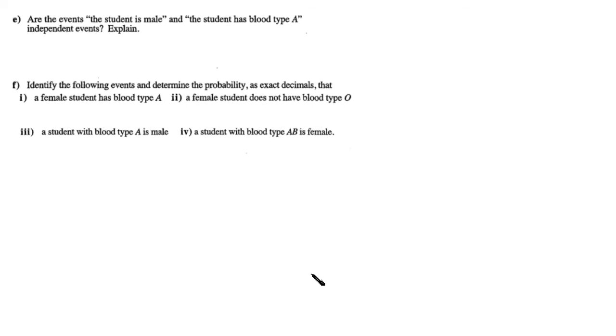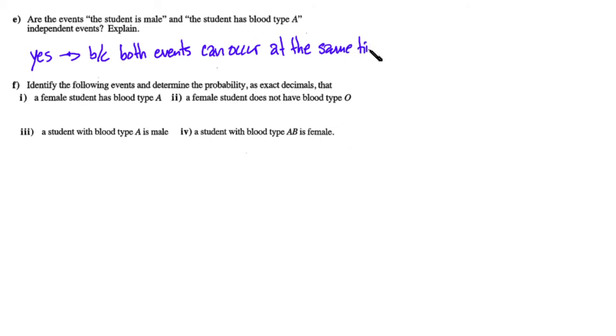E. And so in E, they're asking, are the events, the student is male and the student is blood type A, independent events? Well, I just actually mentioned that. Yes, they are independent events. So yes. Why? Because both of these events can happen at the same time. Okay, so they are independent events.